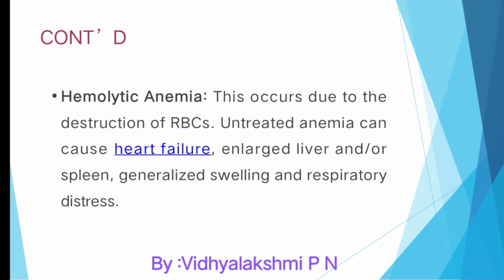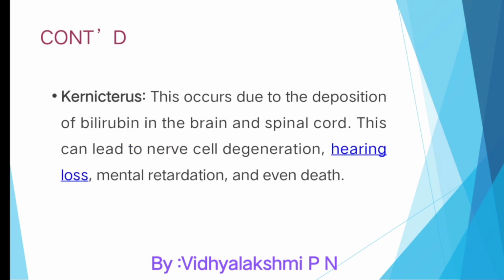So here the main part is the destruction of fetal RBC. When the destruction of fetal RBC takes place, these conditions will take place: jaundice, hemolytic anemia, and kernicterus or hydrops fetalis. These conditions may occur.